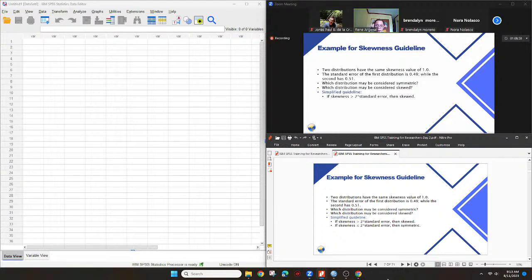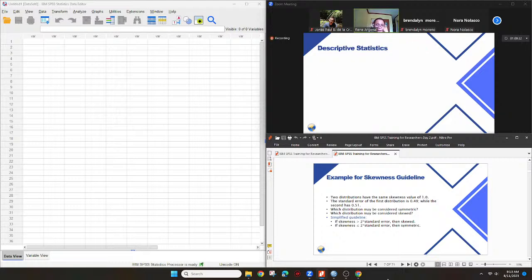If the skewness is less than or equal to 2 times the standard error, then you can conclude that your data is normal or symmetrical. Where can you get the standard error? If you cannot get the standard error, then you have to divide the standard deviation by the square root of the number of observations that you have collected.